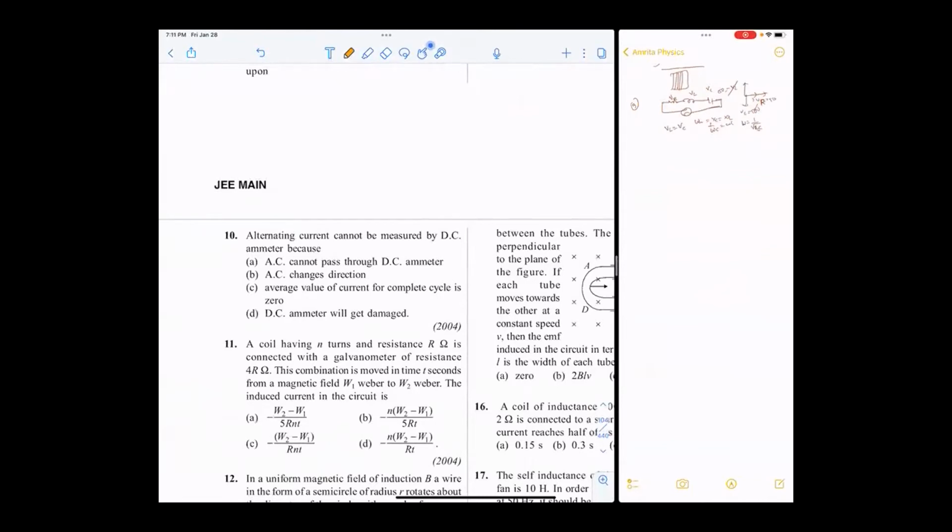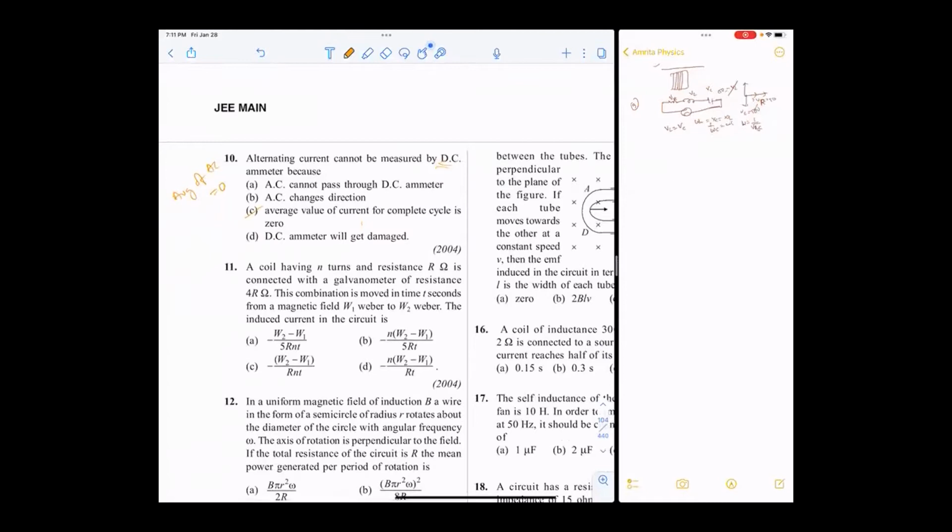Tenth one, tell me. So how does a DC device work? A DC device measures your average value. An AC device is called a hot-wire instrument, based on the heat dissipated. So the average value of AC is how much? The average of symmetric AC is equal to 0. It is not that AC cannot pass through a DC device, and it's not because AC changes direction. The average value becomes 0, that is why we are getting it as 0.